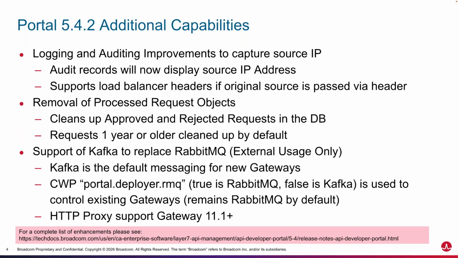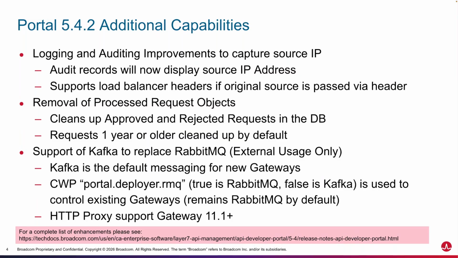The next item is support for Kafka. So we're on a journey to replace the existing RabbitMQ messaging system with Kafka. Going forward, any new gateways that are registered or enrolled with the portal will be using Kafka by default. There is a cluster-wide property called portal.deployer.rmq. If that's set to true, that means it's going to be using RabbitMQ. And of course, these are on the gateways that are enrolled with the portal. And if it's set to false, it'll indicate that it's using Kafka.